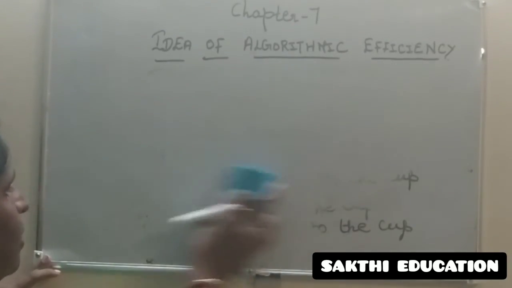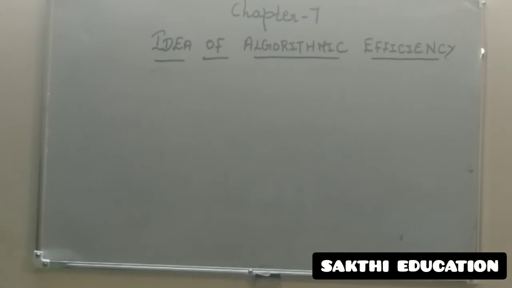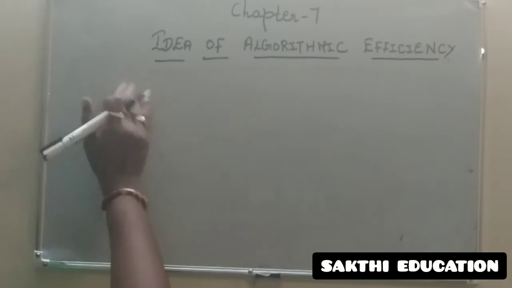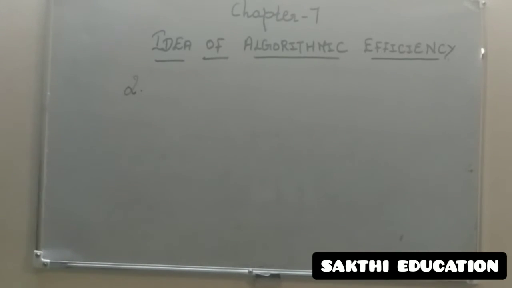Now you are clear with algorithm. It is a step-by-step procedure to solve a problem. We are clear with that heading. Next one, how to measure the efficiency of an algorithm. What is the efficiency of an algorithm? It is the quality of an algorithm. The quality of the algorithm is based on two factors. One is internal factor, another one is external factor.